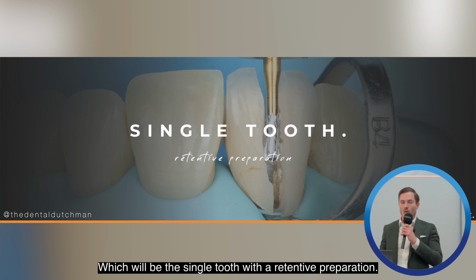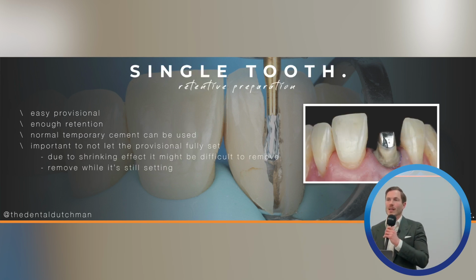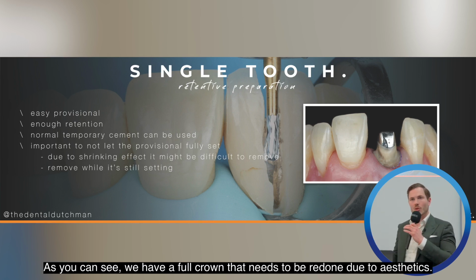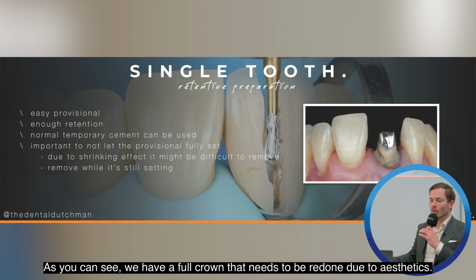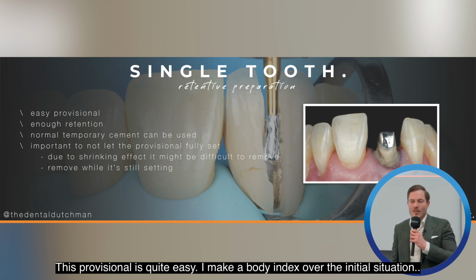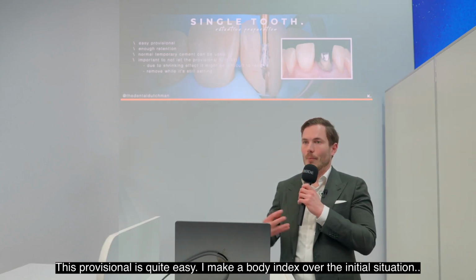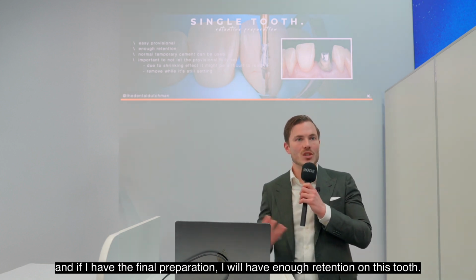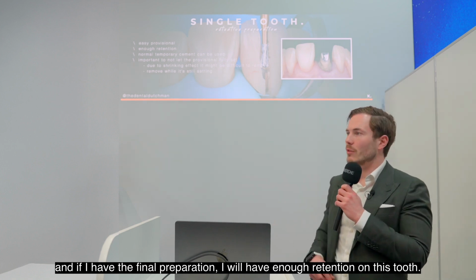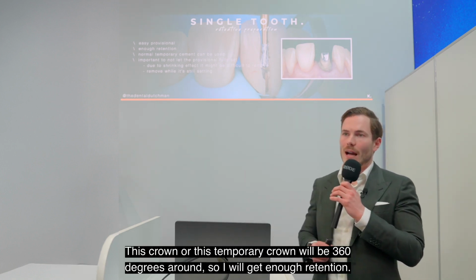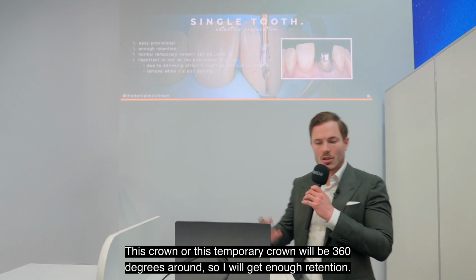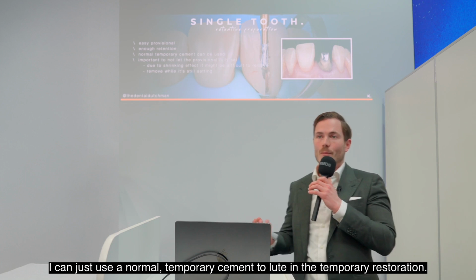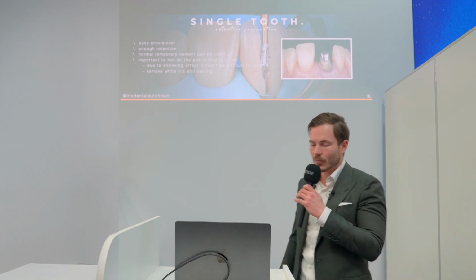Well, first I would like to go over the first scenario that we might encounter, which will be the single tooth with a retentive preparation. This is usually the easiest temporary restoration to make. As you can see, we have a full crown that needs to be redone due to aesthetics. This provisional is quite easy. I make a body index over the initial situation, and if I have the final preparation, I will have enough retention on this tooth. This temporary crown will be 360 degrees around, so I will get enough retention. I can just use a normal temporary cement to lute in the temporary restoration.